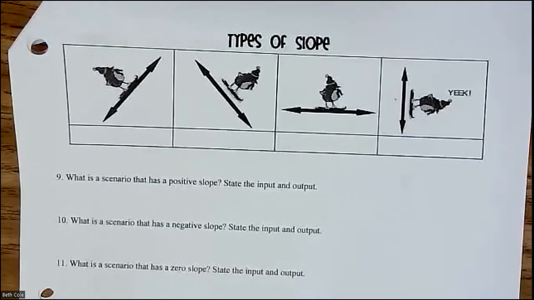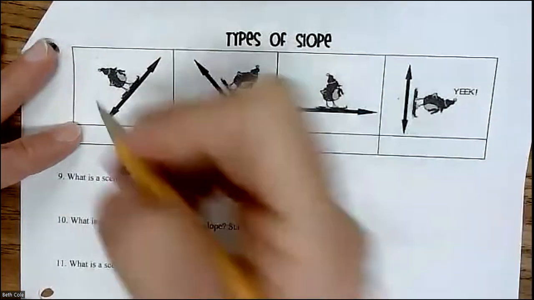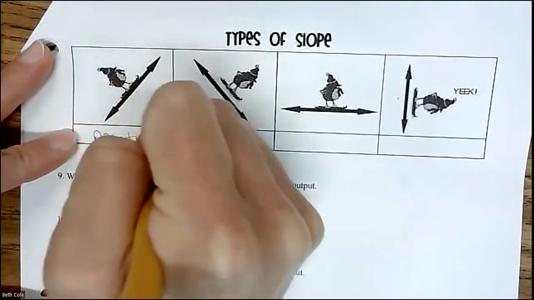All right, so your types of slope. See how this one is going up? That is a positive slope.